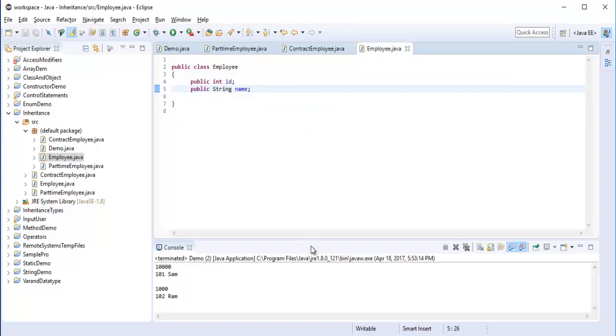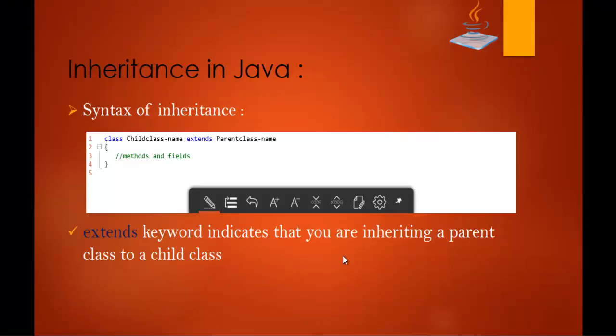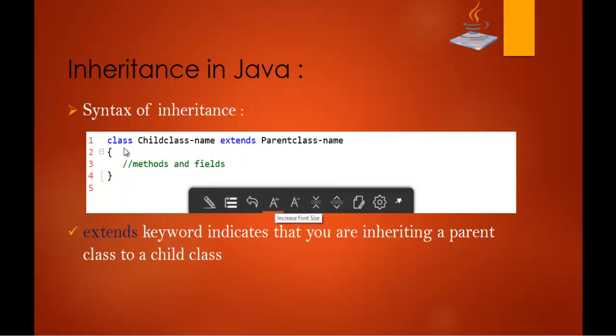Now let me jump back to presentation again. So this is the syntax like what we followed there, like how to do inheritance. Suppose this is the class. To this class, if you want to inherit a parent class, you have to call the extends keyword, then you have to call the parent class name. The extends keyword indicates that you are inheriting a parent class to a child class. So just forget this part. You have a child class. To this child class, if you want to inherit the parent class, then you have to use this extends keyword. So I hope you understood what inheritance is, and we understood that very clearly with a simple demo of employee.